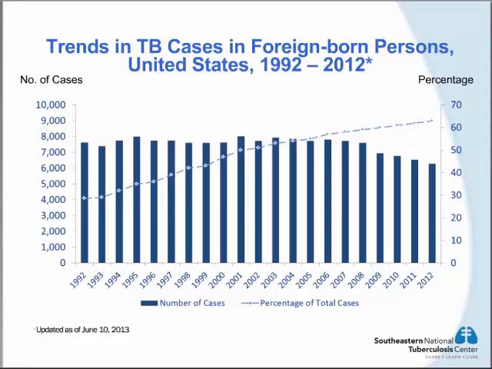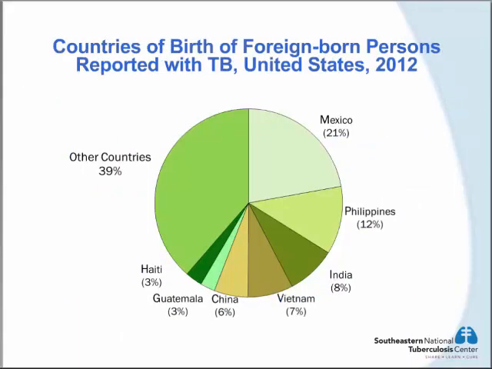And because of that, the line here represents the percentage of total cases in the U.S. of foreign-born people. So in 2012, this percentage was more than 60%. So more than 60% of the total cases of TB in the U.S. occur in foreign-born persons. This would be important to know. These are the countries from which these cases come. And it's no surprise for anybody that Mexico would be the first one, just because they're our neighbors. But the other ones are the Philippines, India, Vietnam, China, Guatemala, and Haiti.